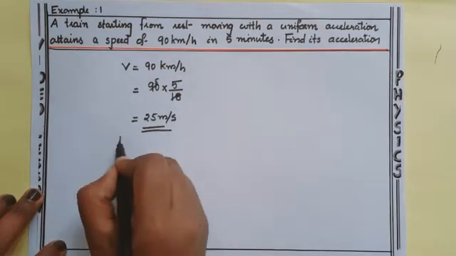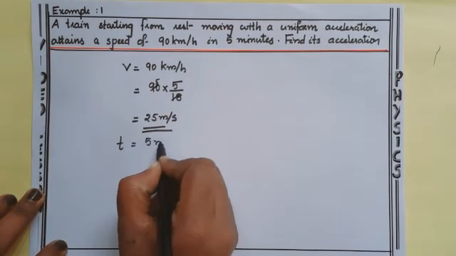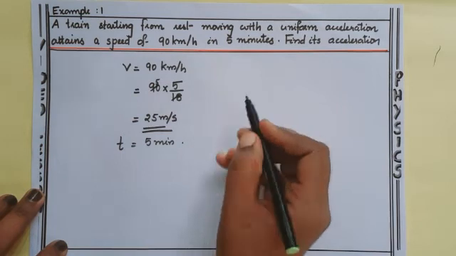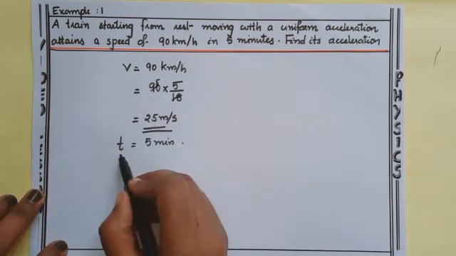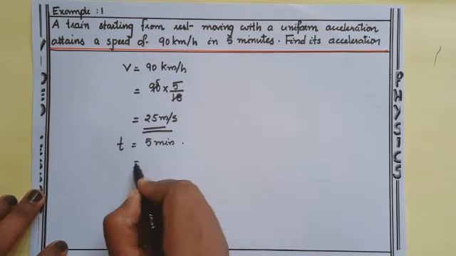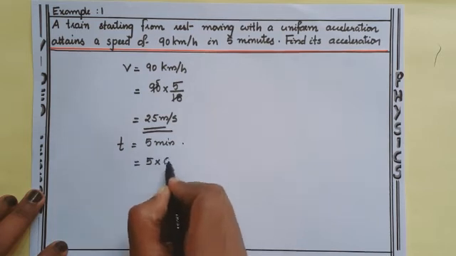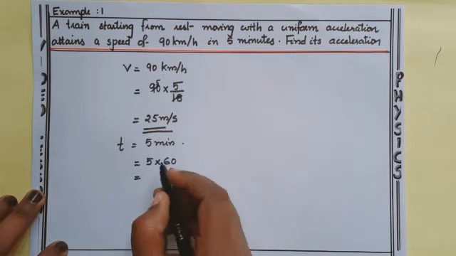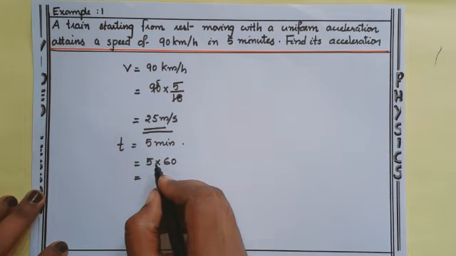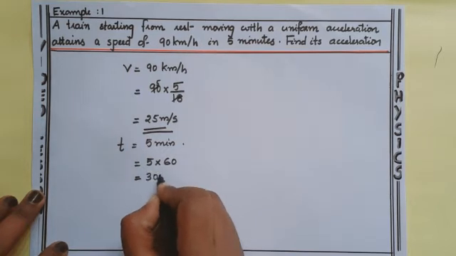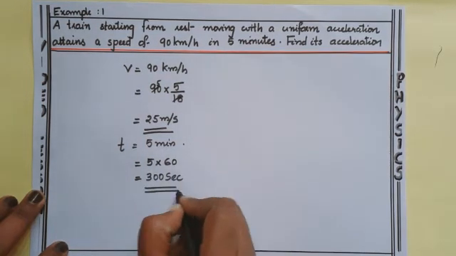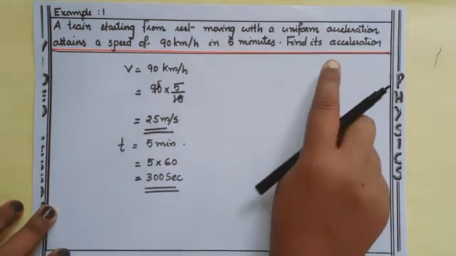Then next is time. Time is equal to 5 minutes. It also has to be converted into SI unit. The SI unit of time is second. So 5 into 60 is 300 seconds.